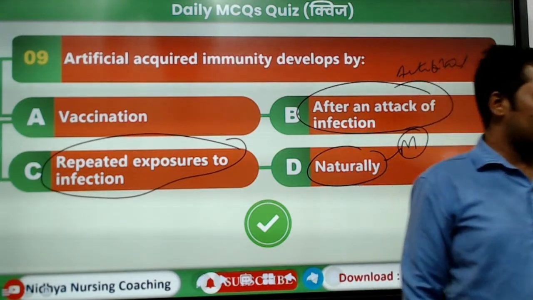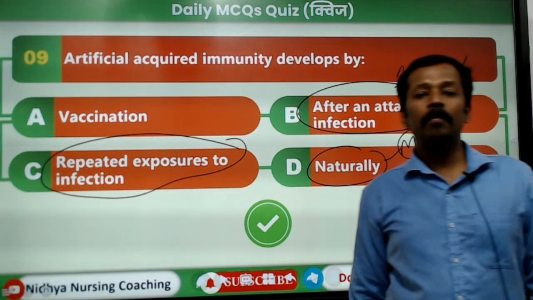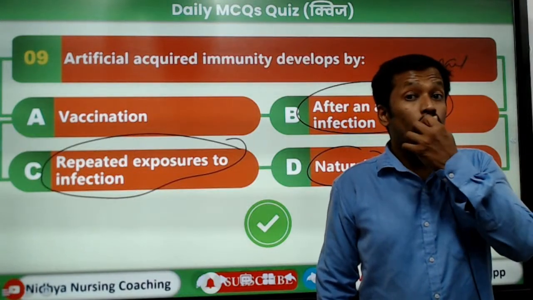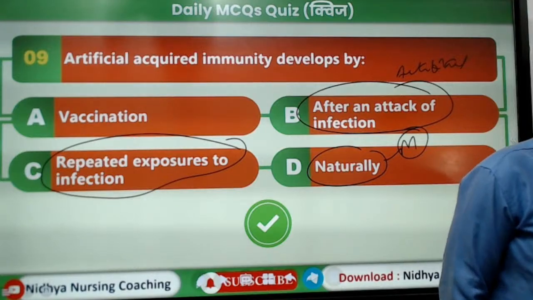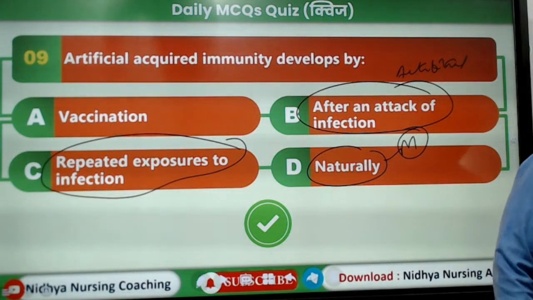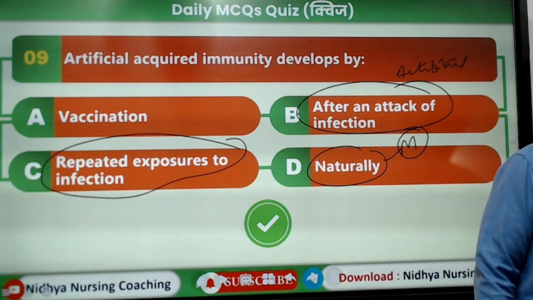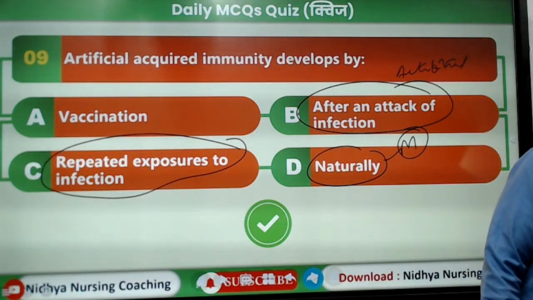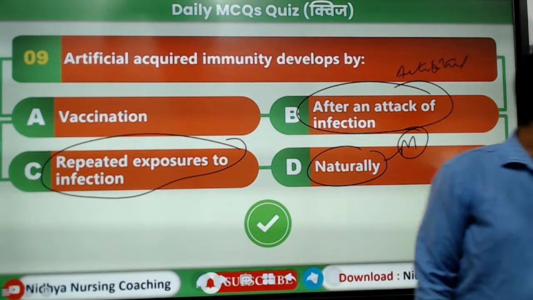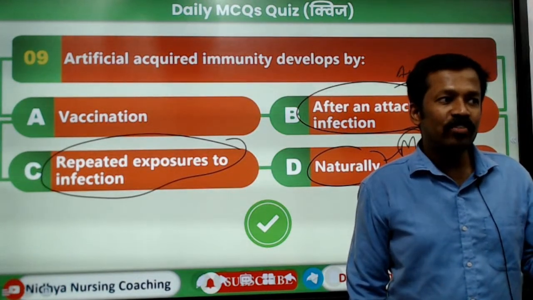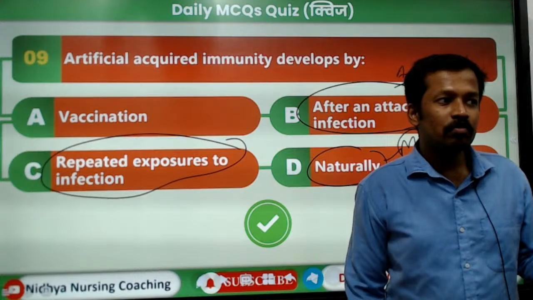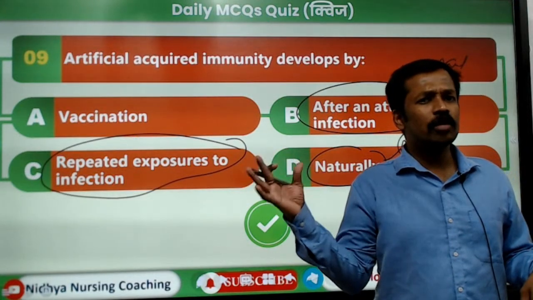Okay, chicken pox, very good. Good example. Yes, that is also active. Very good. Is it natural or artificial? Natural or artificial? Actually, do you know the concept?